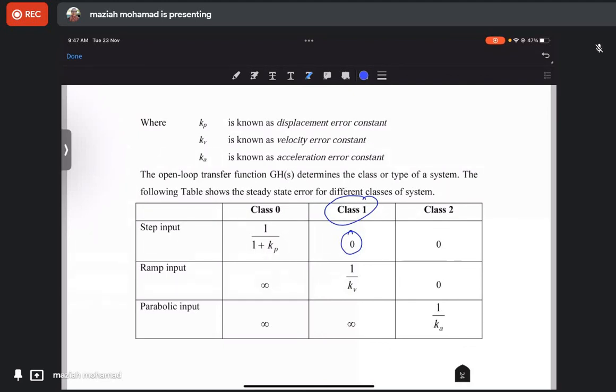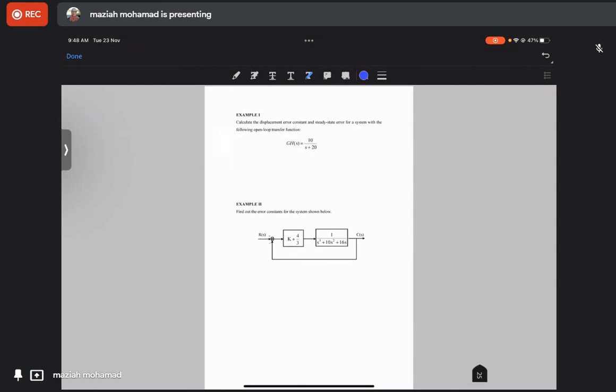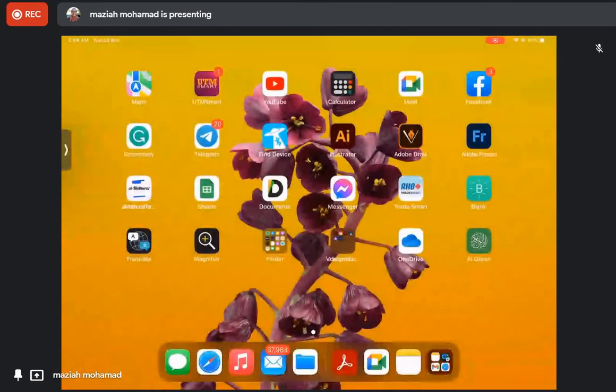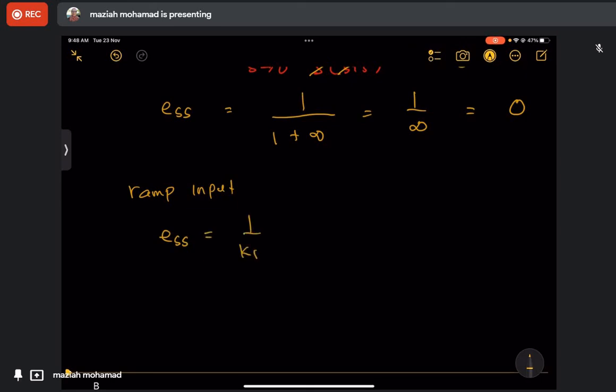All right, let's just show for Kv. Okay, so we apply a ramp input. For a ramp input, we know the equation: the steady state error will equal 1 over Kv, or 1 over limit s goes to 0, s multiplied with GHS. Okay, so we have derived this.